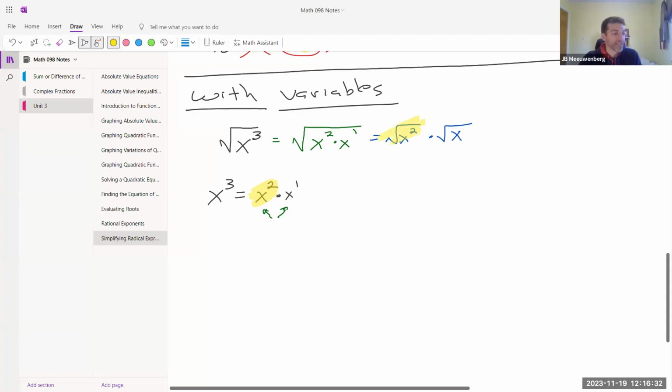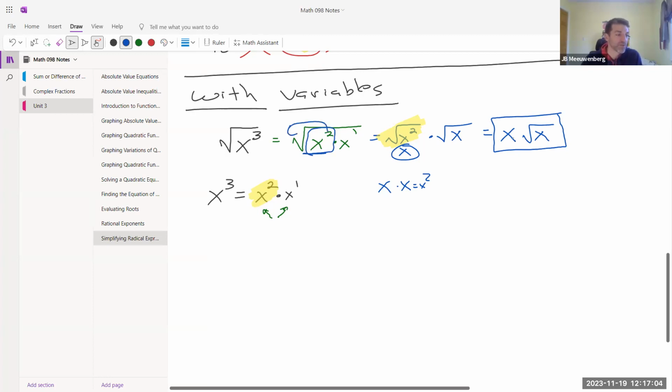And then we can take the square root of this one, which is just x. The square root of x squared is x. Why? Because x times x equals x squared. So how do we simplify this? We put this out front, and then this stays on the inside. X radical x. X times the square root of x. X cubed had a perfect square of x squared built into it. We pulled that out, we took its root, and then we left this other x on the inside.